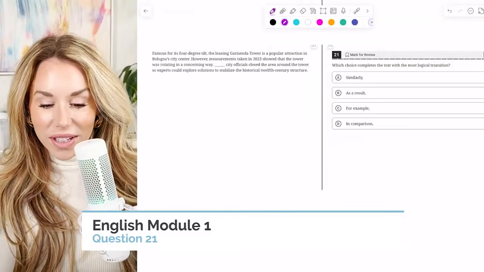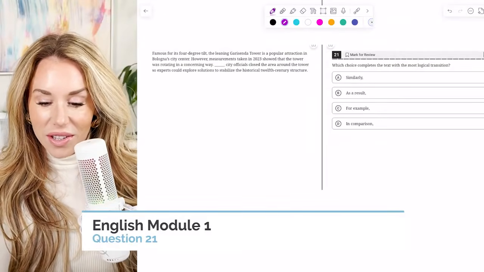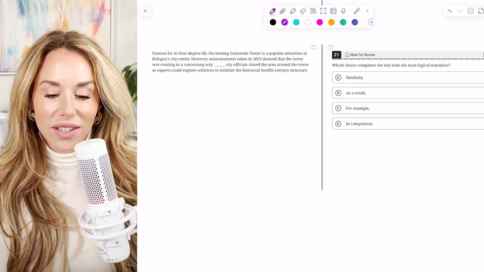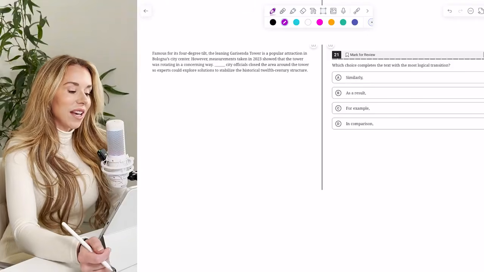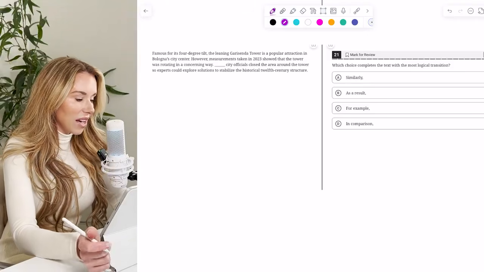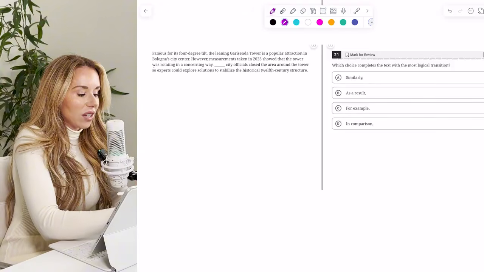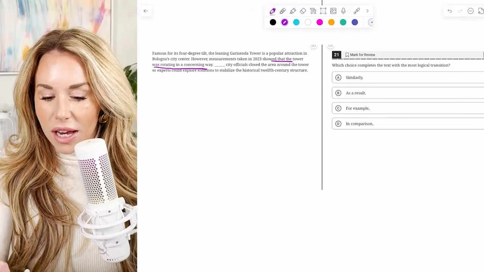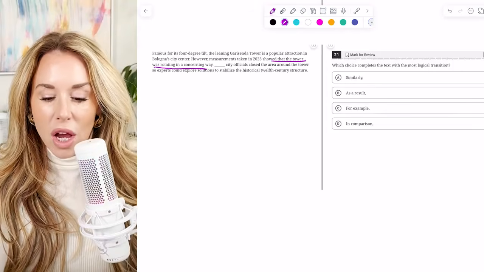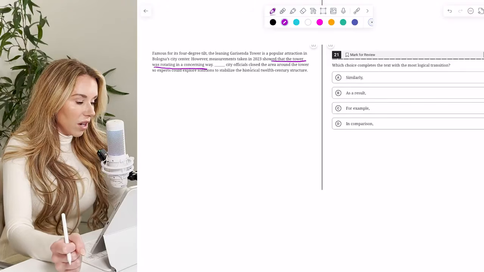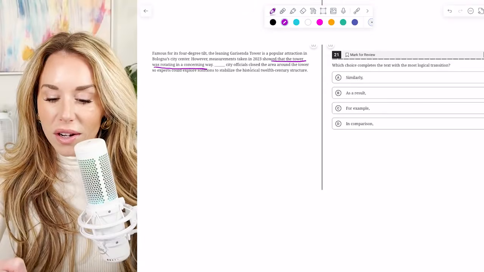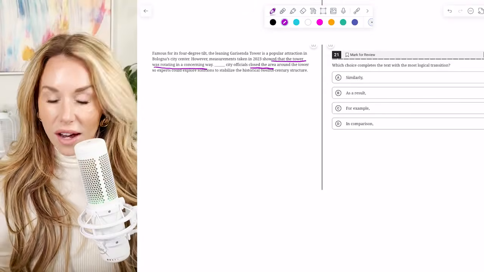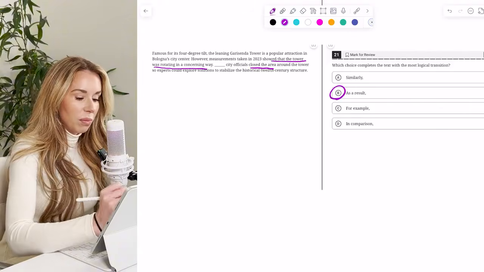Famous for its 4-degree tilt, the Leaning Garisenda Tower is a popular attraction in Bologna's city center. However, measurements taken in 2023 showed that the tower was rotating in a concerning way. Okay, so the tower was rotating in a concerning way. Blank, city officials closed the area around the tower. Okay, well, because it was concerning, they closed the area. That is definitely causation. We're going to pick as a result.